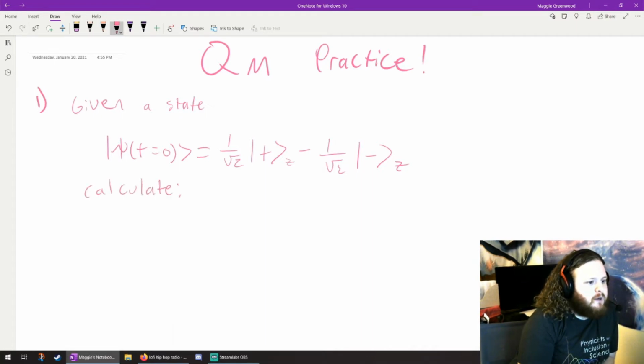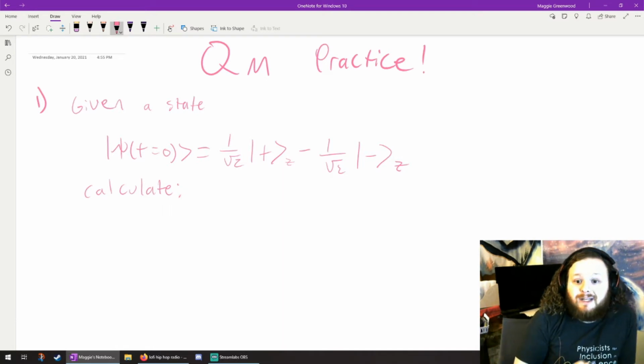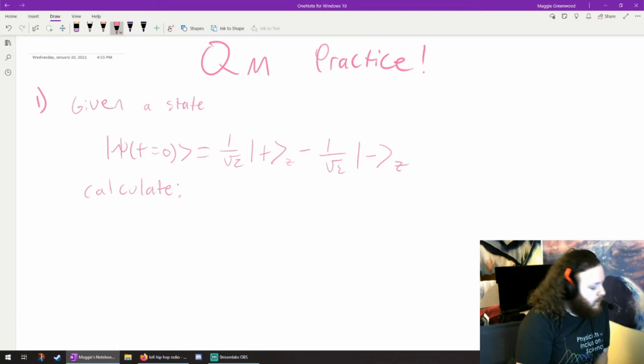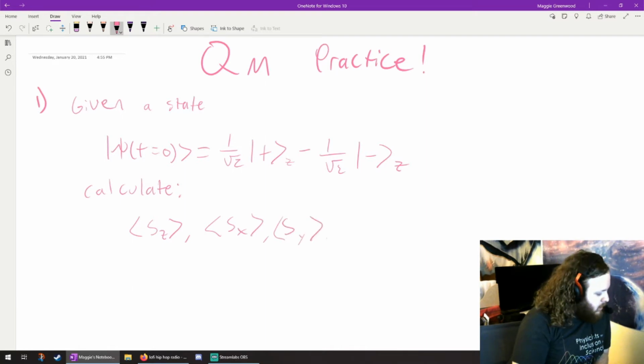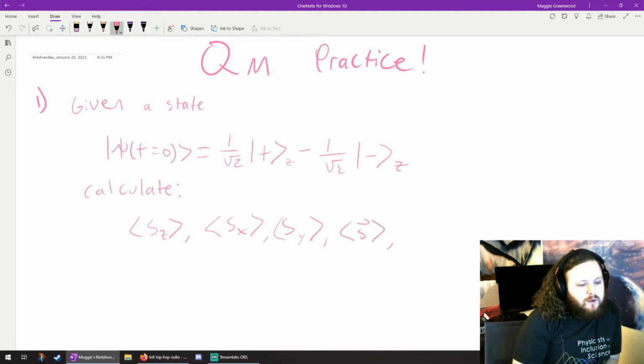I'm not going to define what an expectation value is here. We're going to define it when we get to it in a minute. But I want to calculate a few of these. So I'm going to calculate the expectation value of the SZ operator, the expectation value of the SX operator, the expectation value of SY, the expectation value of S as a vector, and what else do I want?